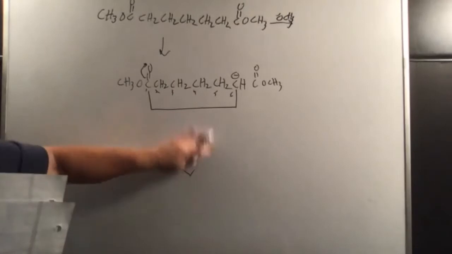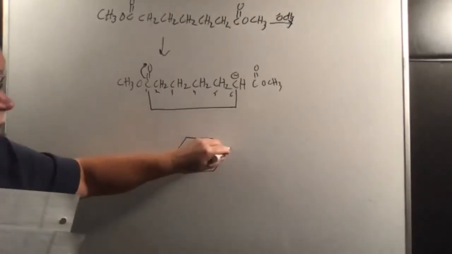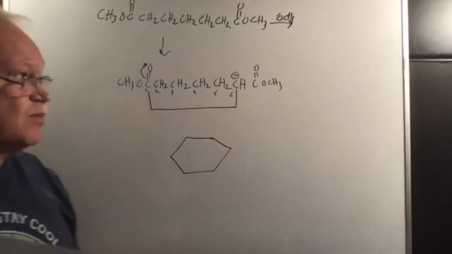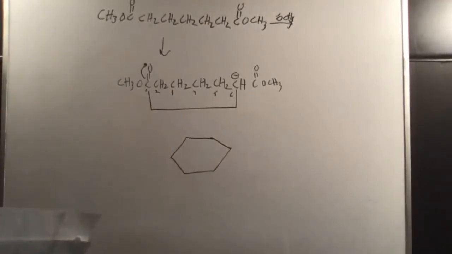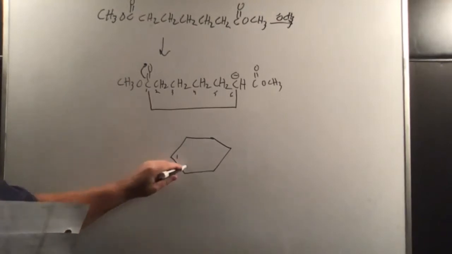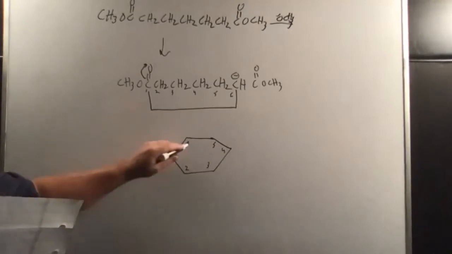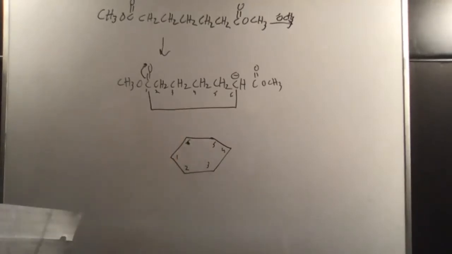Okay, in my notes I drew it sideways, so let me draw it sideways on the board. It makes no difference, so I'll try to be consistent with my notes. Okay, let's number these. So notice the number 1 carbon is here. 2, 3, 4, 5, 6. And again, it makes no difference how you number.